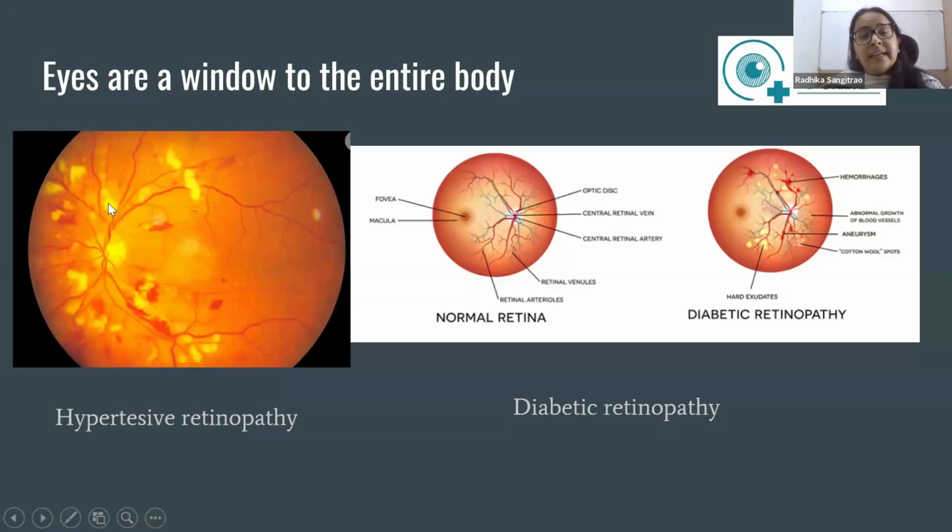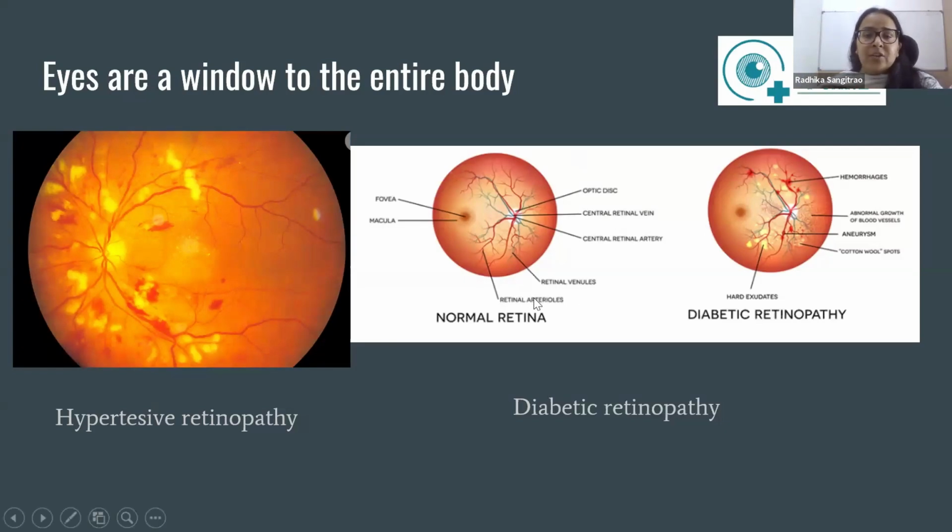Now these fine blood vessels are called end arteries, or the finest branches of arteries in the body. These fine arteries are present in every organ, but they can only be visualized in the eye. So if you're seeing these changes in the eye, that means there is a high chance of having similar changes in different parts of your body. And it can lead to stroke, it can lead to brain hemorrhage, etc. So the eyes can give you an idea about your entire body health.